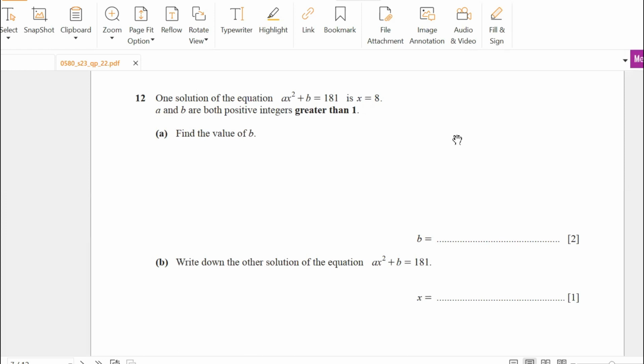However, we will continue paper 2023 0580 May June. This is the second part, from question number 12 onwards.